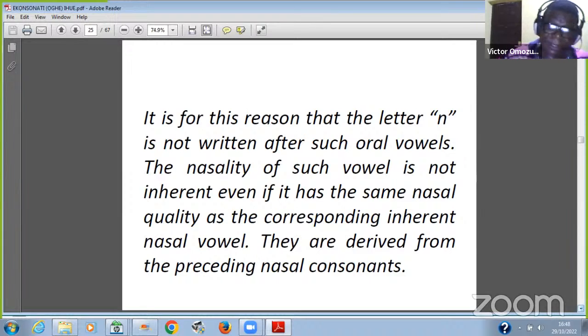So what you are saying is that the E you have in he, the E you perceive there, has the same nasal quality as the E that you have in Emi. That's the me, the E in Emi. So that is what is said there. So they are derived from the preceding nasal consonants.